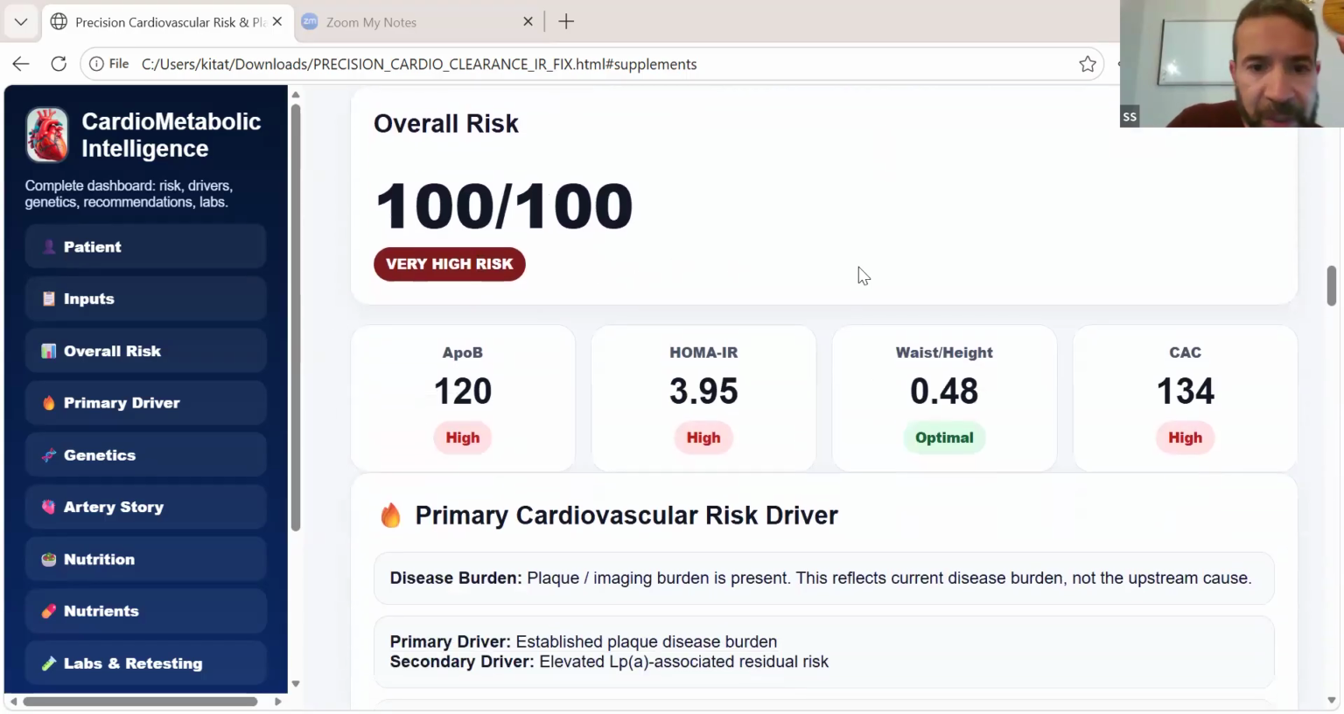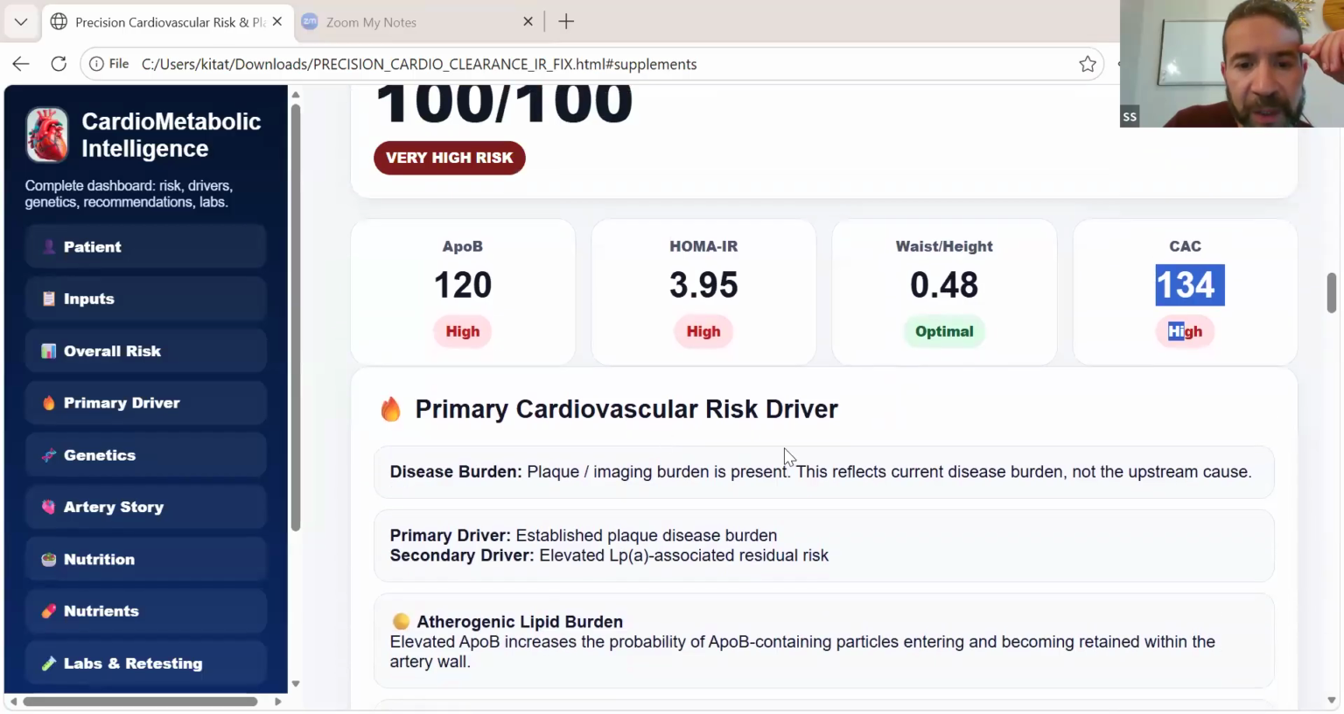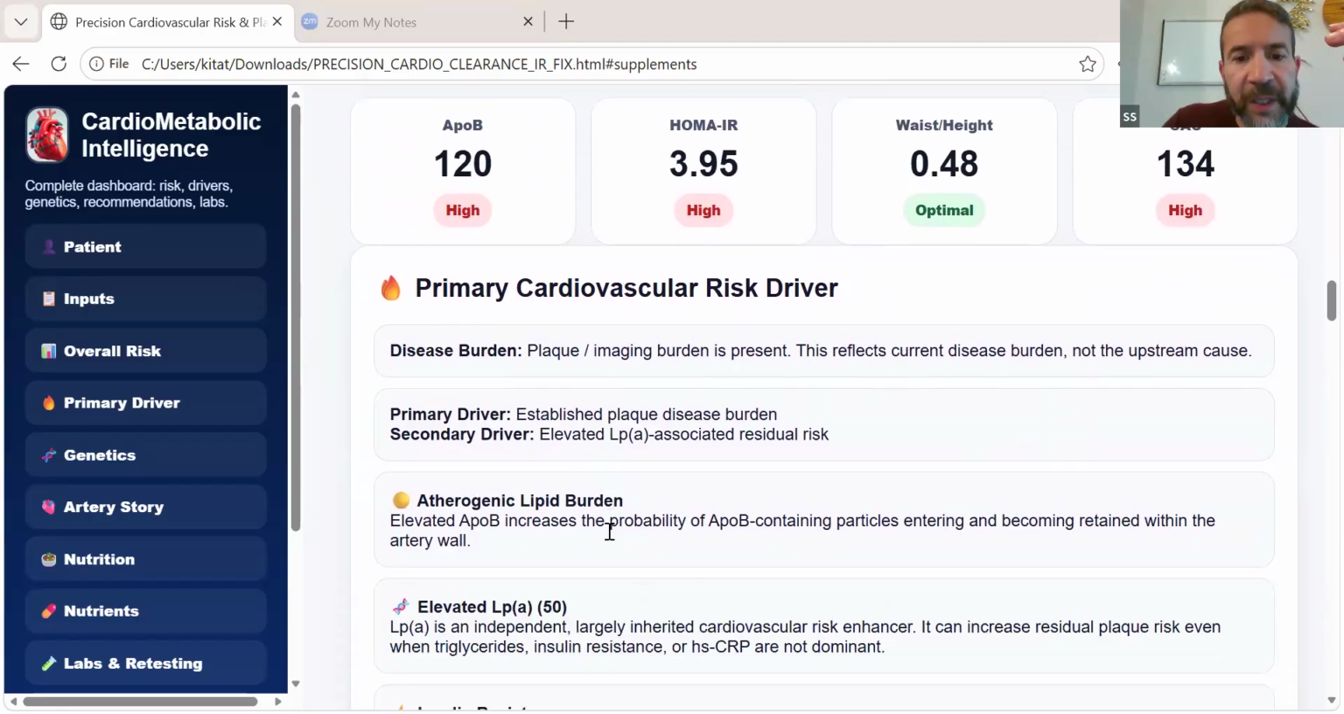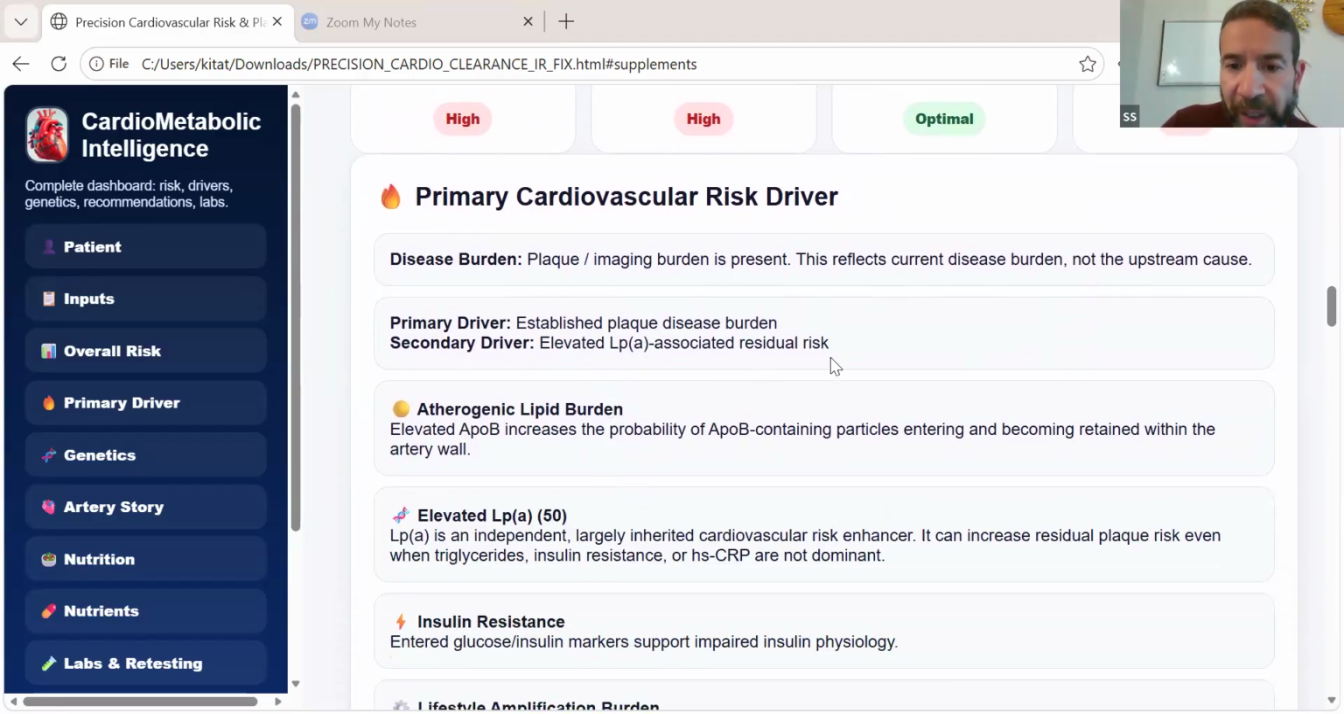So right now, because of that Lp(a), his risk is through the roof. His risk is through the roof because the CAC came up moderate, and Lp(a). So let's see what the tool does. What it's telling us is plaque imaging burden is present. So there is no assessing the risk anymore because the disease is here. This reflects current disease burden, not the upstream cause. The primary driver is established plaque disease burden. It was already established. And the second driver is elevated Lp(a).